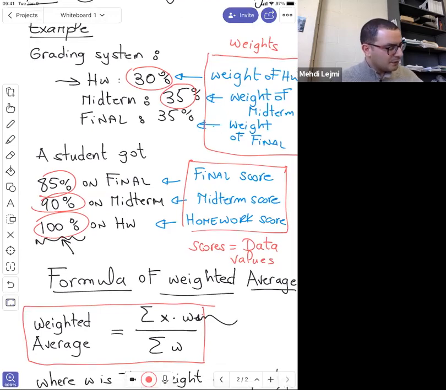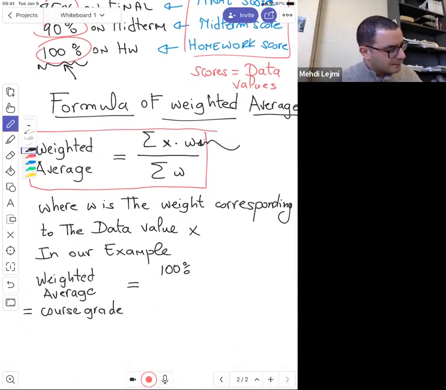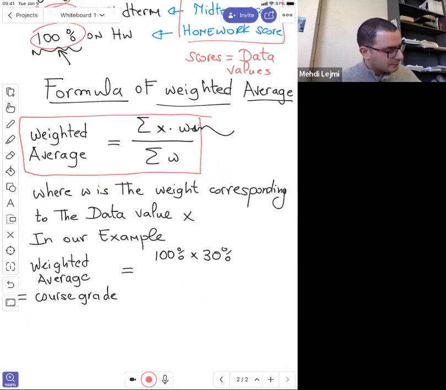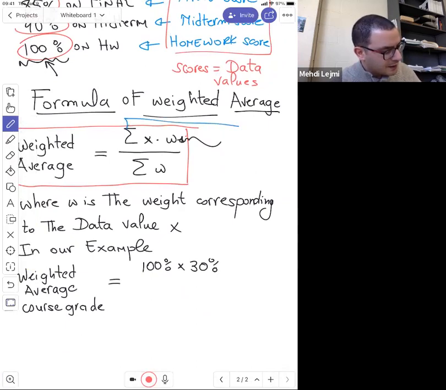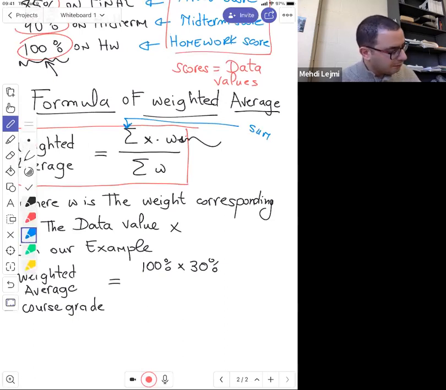So we need to multiply the 100% by 30%. That's the corresponding weight of the homeworks. Plus, because we have this summation. Remember guys, we said this capital sigma is a symbol for a summation. We have a sum, so we're going to have a plus.